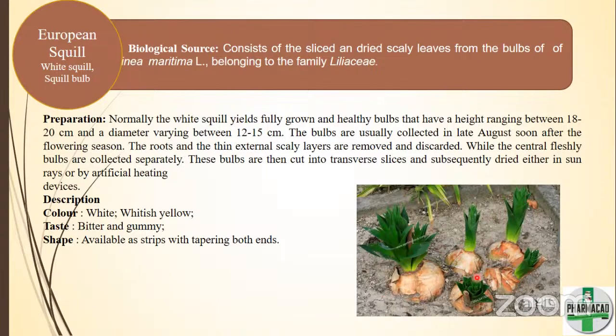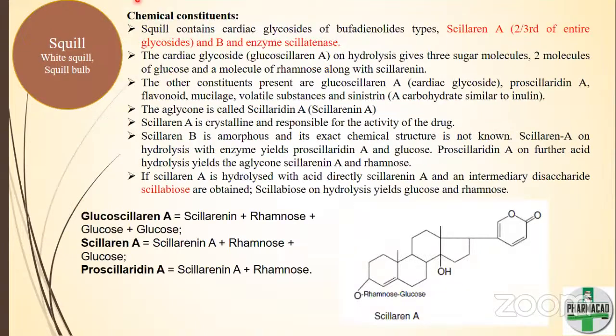The Indian squills, if I have to tell you, are also known as jungli pyaaz. Here we are studying European squills. Generally they are collected in late August, during the flowering season, while the central fleshy bulbs are collected separately. These bulbs are then cut into transverse slices and subsequently dried either in sun rays or by artificial devices. Just make a note, this is Urginea maritima.